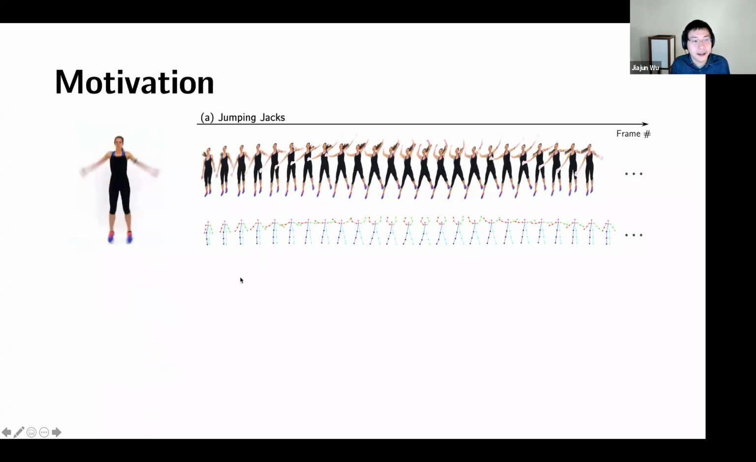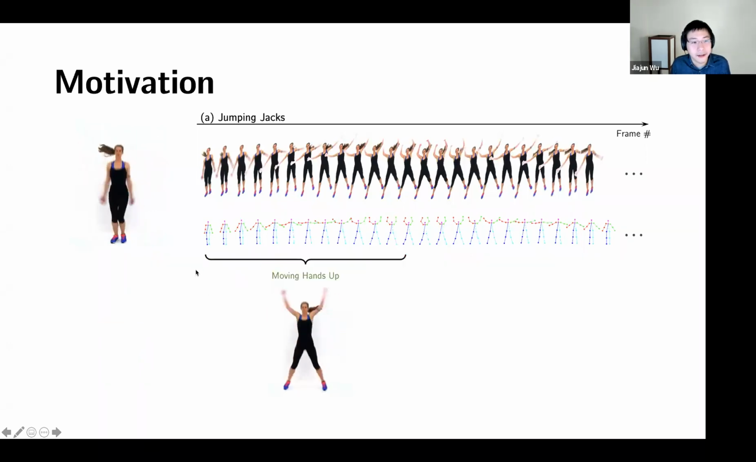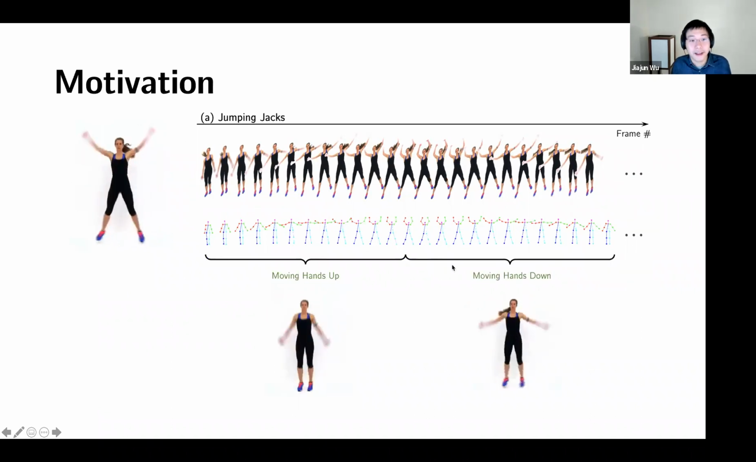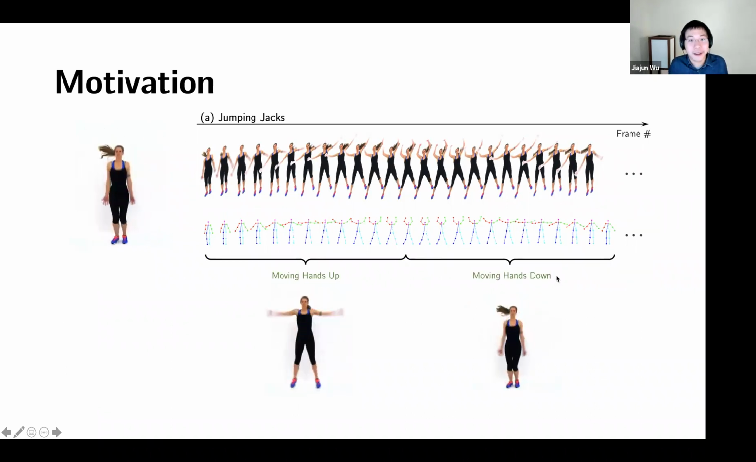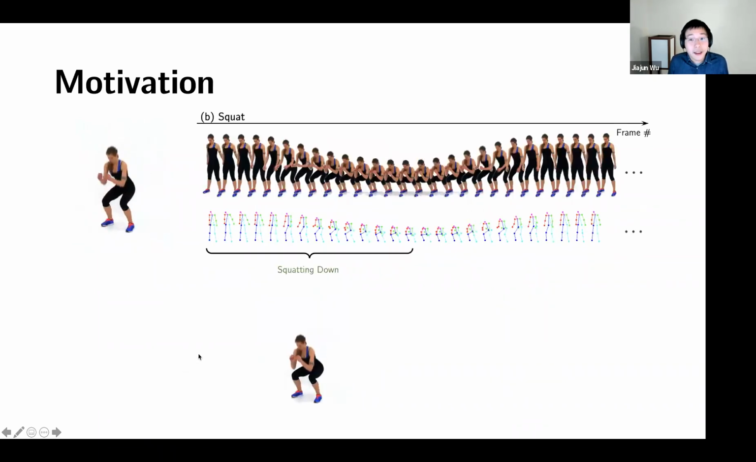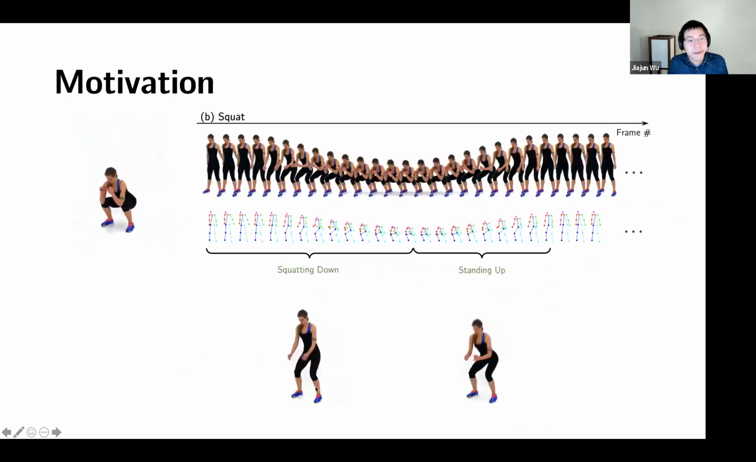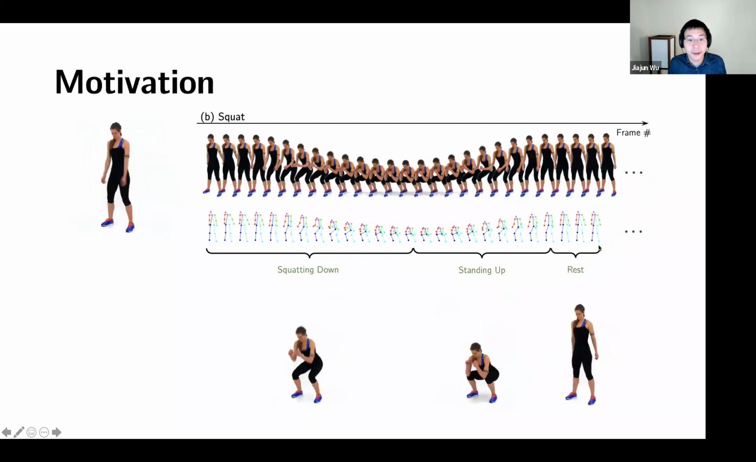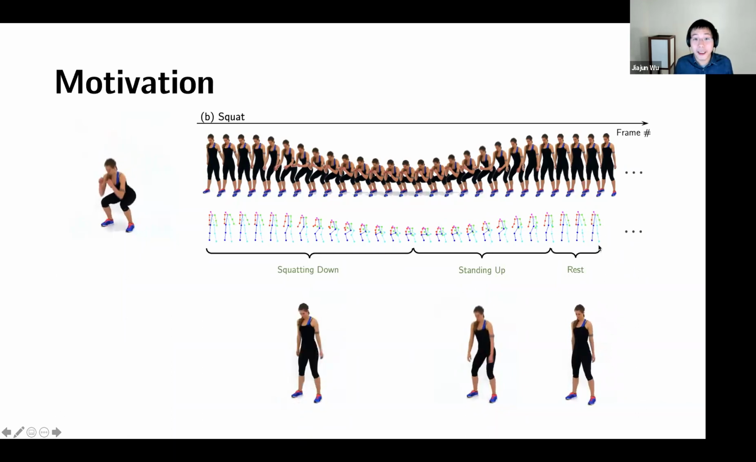I can easily decompose the sequence into, say, at first the person is moving hands up, and later she's moving hands down, right? It's a symmetric structure. And in the squat example, the person is first squatting down and then standing up. And then there could be a case where the person is not really doing much and taking a break.